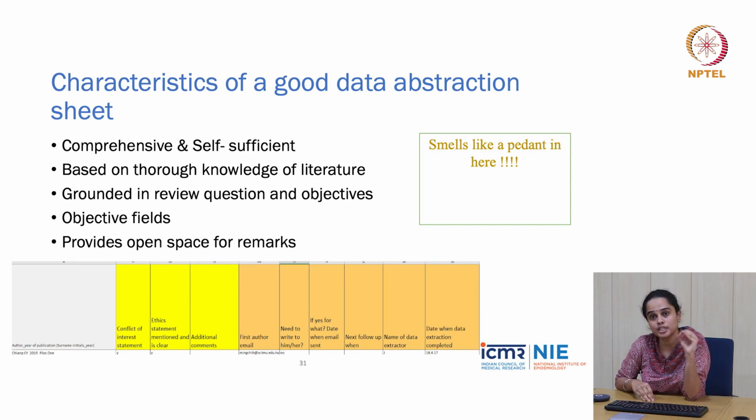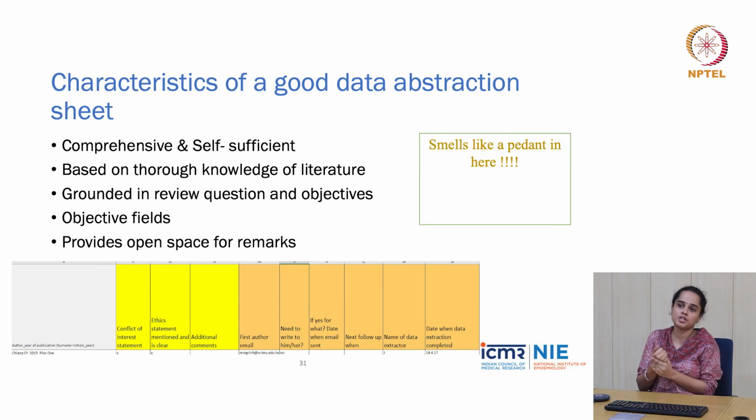Please frame objective fields. Do not put too much subjective information into an abstraction sheet, because when you go into analyzing data, you will need specific objective fields from which you will take numbers to analyze. Provide open space for remarks. So there has to be space for certain remarks. As much as it is objective, it needs to provide open space for remarks.